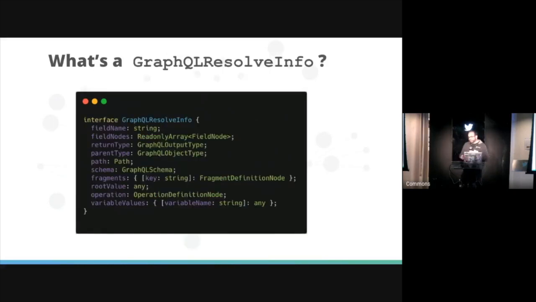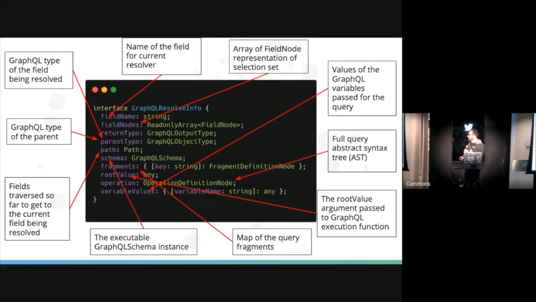Okay, so we've talked a lot about this ResolveInfo object. What is actually in here? There's a lot of stuff in here. I'm going to go through this quick and then show how we can actually use these. So we have the name of the field that we're resolving. We have a representation of the selection set of the GraphQL query. We have the value of any GraphQL variables that we've used.